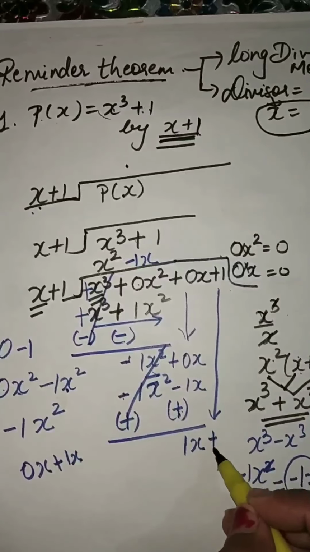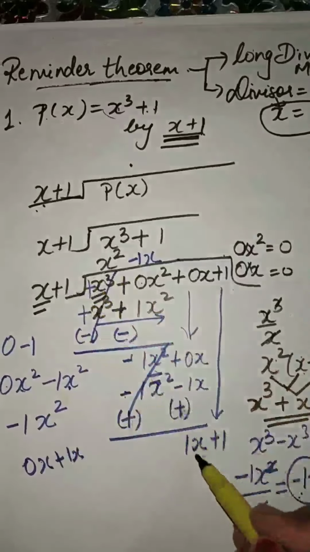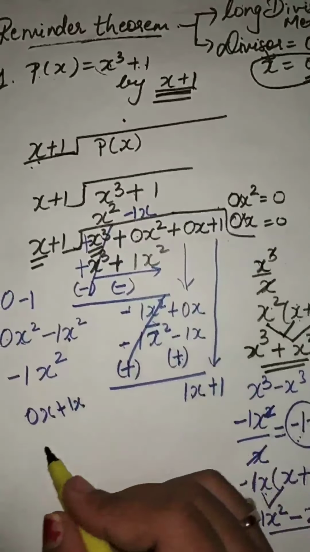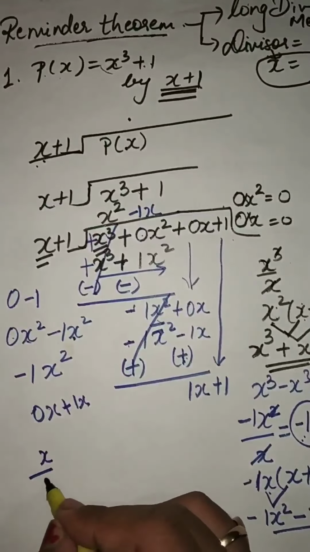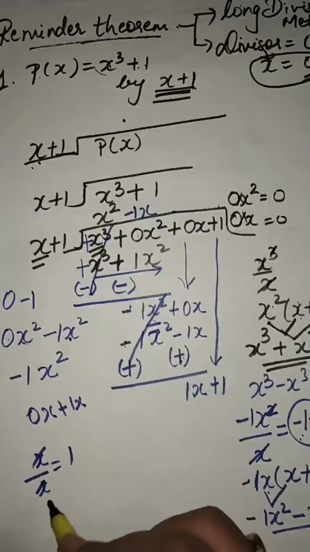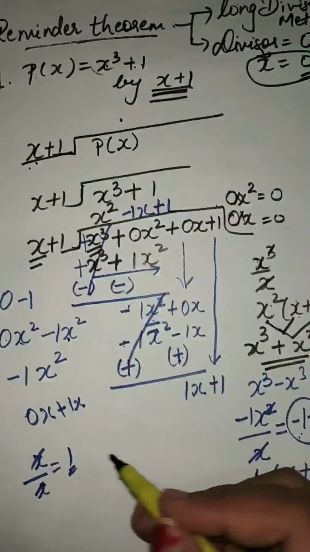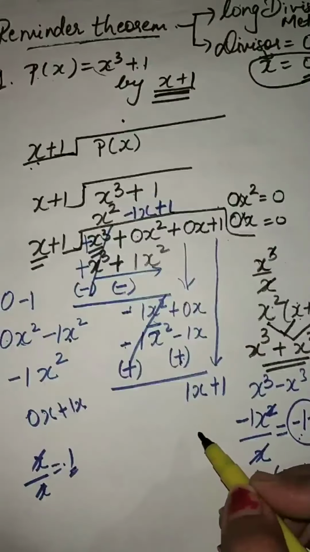Now again divide the first term with the first term. What we will get over here? x with x, so we will have 1 over here. Both the things will get cancelled and we have this over here, and write this 1 in the quotient. We have to write this in the quotient.